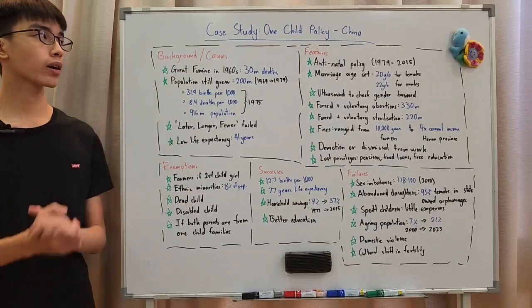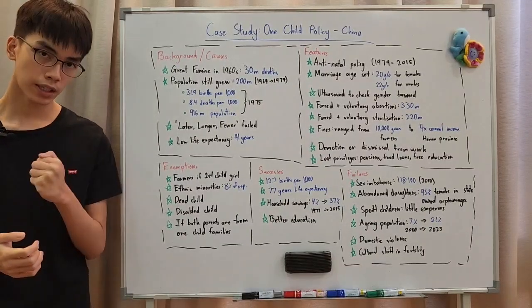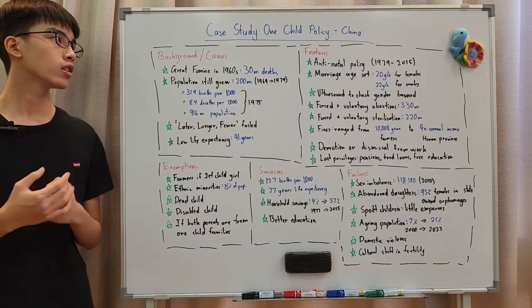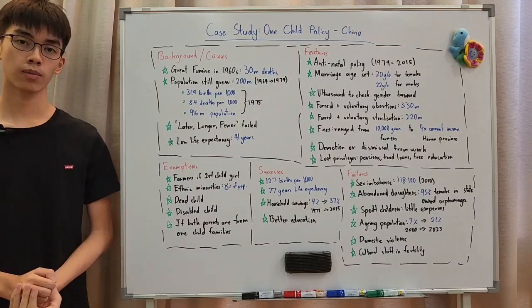Hi everybody, let's talk about a case study of a population policy, specifically China's one-child policy. A bit of background on the causes of the one-child policy.